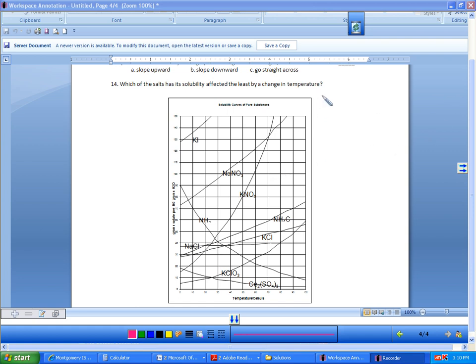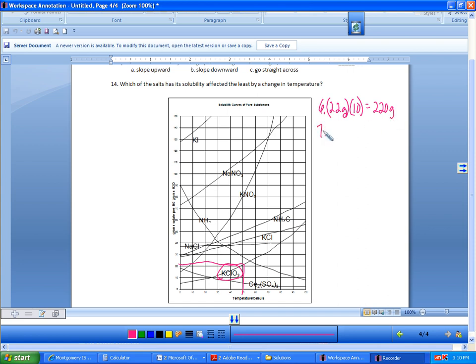Okay, question 6 is where we are next. It says how many grams of potassium chlorate, so that's KClO3, must be added to 1 liter of water to produce a saturated solution at 50 degrees? So I'm going to find 50, and I'm going to come over to here. Looks like it's about 22 grams, but that's per 100 milliliters. I'm talking about a liter, so that's 10 times more water, so that's 220 grams.